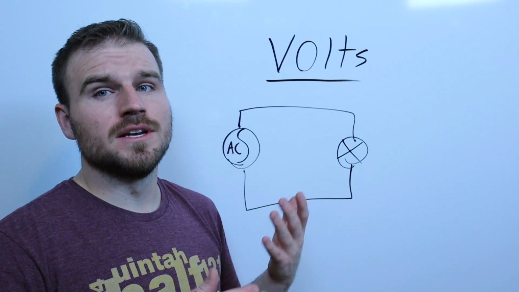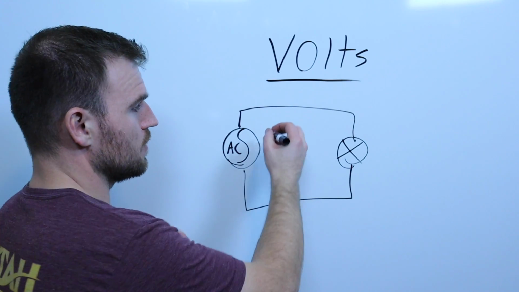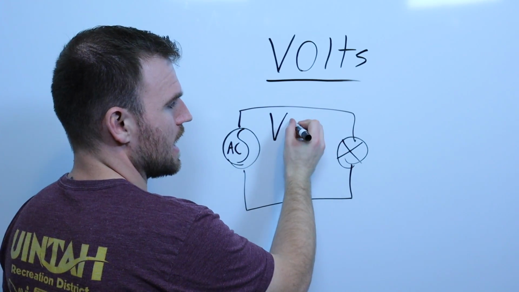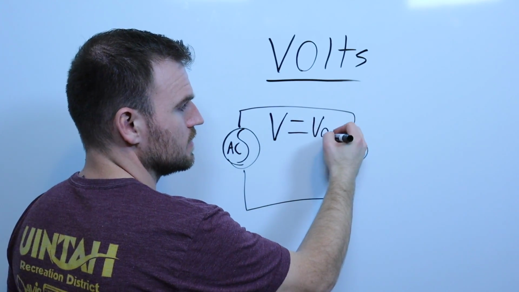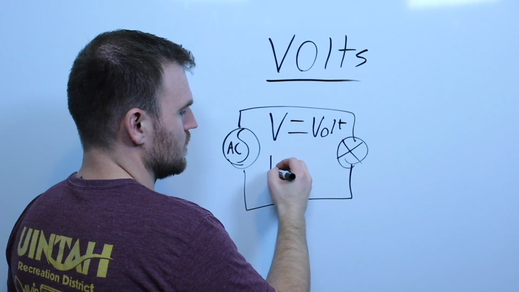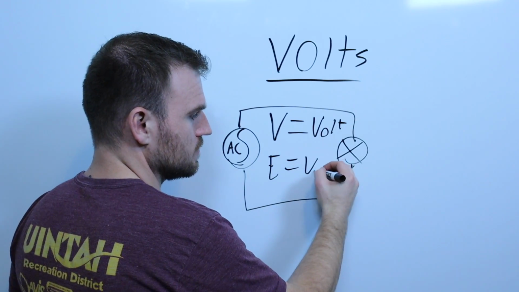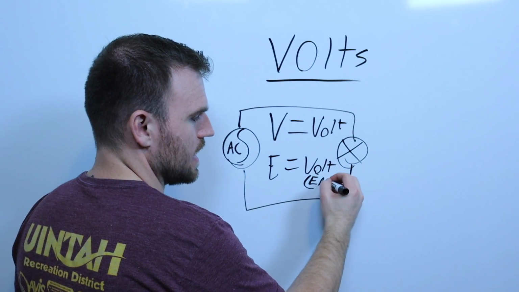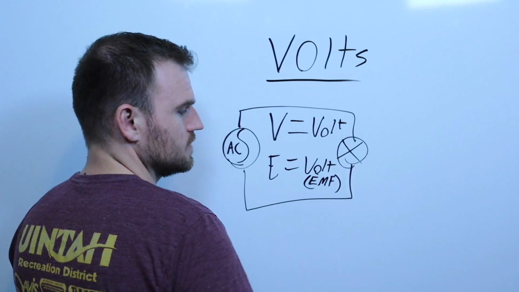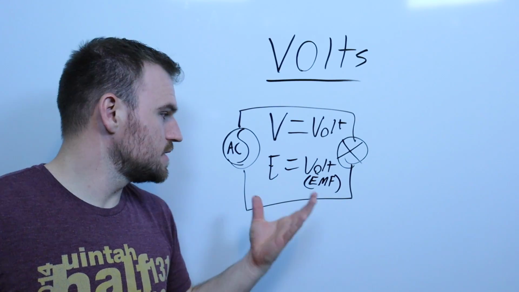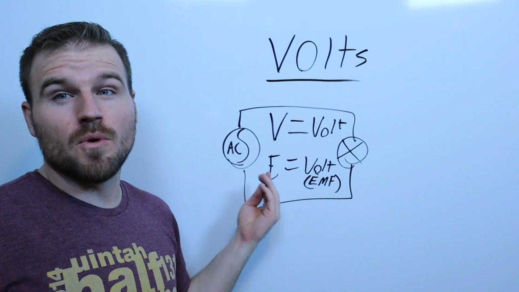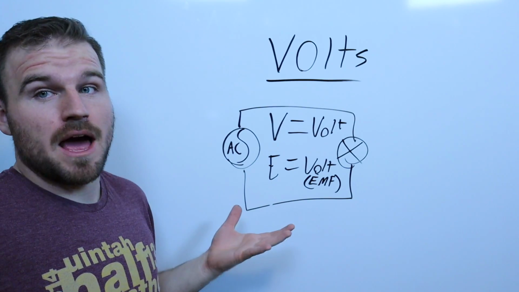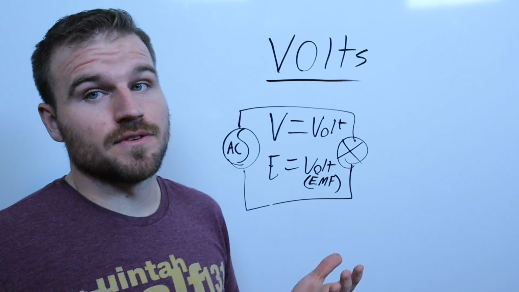You can also sometimes see voltage written as V, for volts. Well, E can also mean volts because it could stand for EMF, which we'll write right there. So if you see an E, just know they're talking about volts or that pressure being made somehow. And if you see V, it stands for voltage.